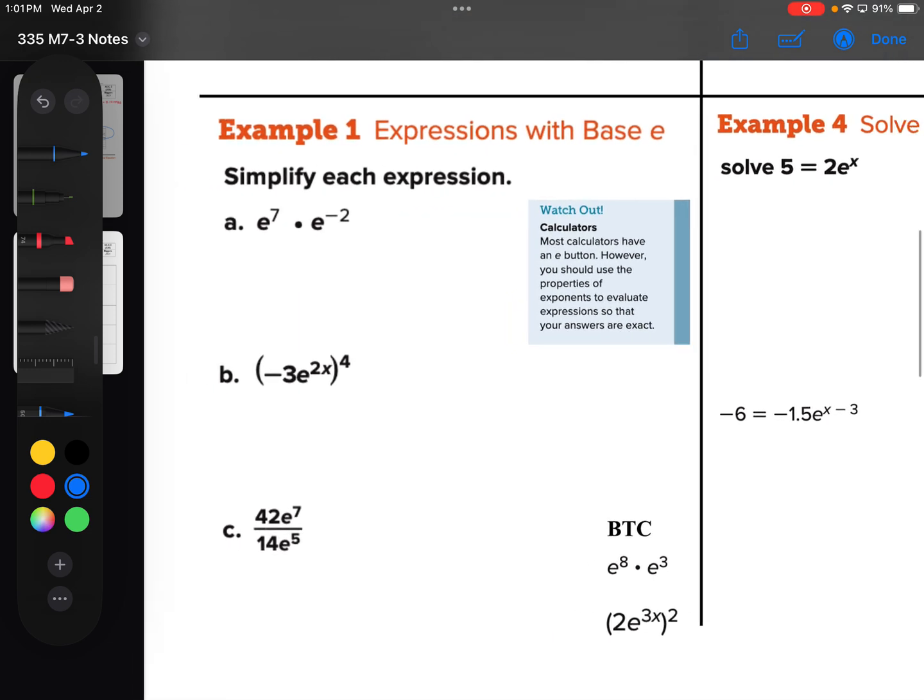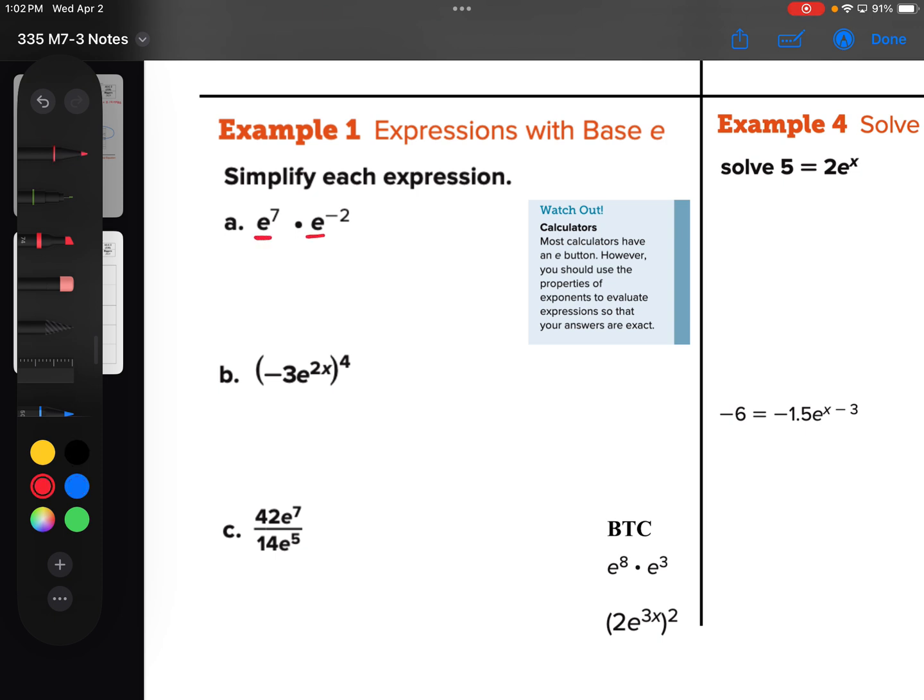So, example 1, how do we simplify these? A lot of you guys are going to want to type this in your calculators because there is an e button on your calculator. It's above the LN. So we can't just type these in our calculators because you have to actually have an answer with e in it. Your calculator is going to give you a decimal answer. So what we are going to do is just remember the exponent properties.